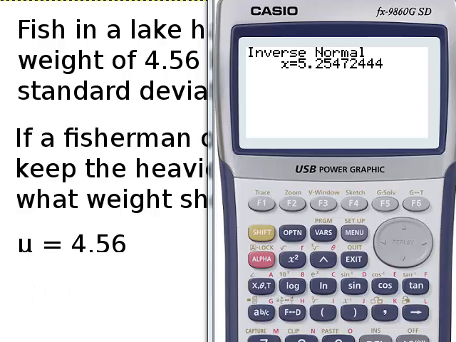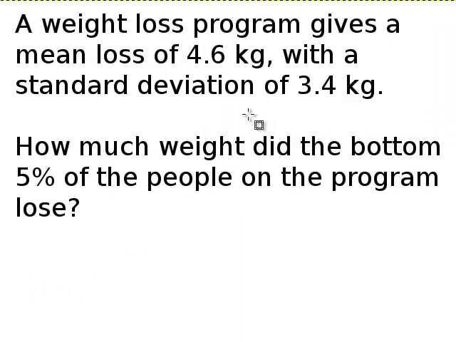One more time. A weight loss program gives a mean loss of 4.6 kilograms, standard deviation of 3.4. It'll be interesting this time because the standard deviation is quite large compared to the mean. How much weight did the bottom 5% of the people on the program lose?